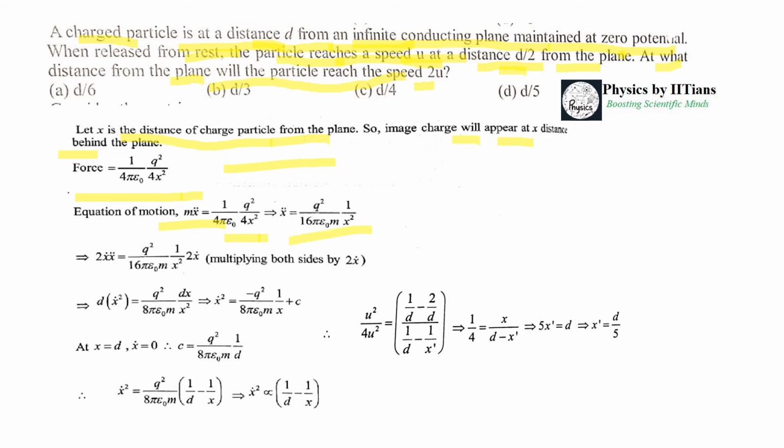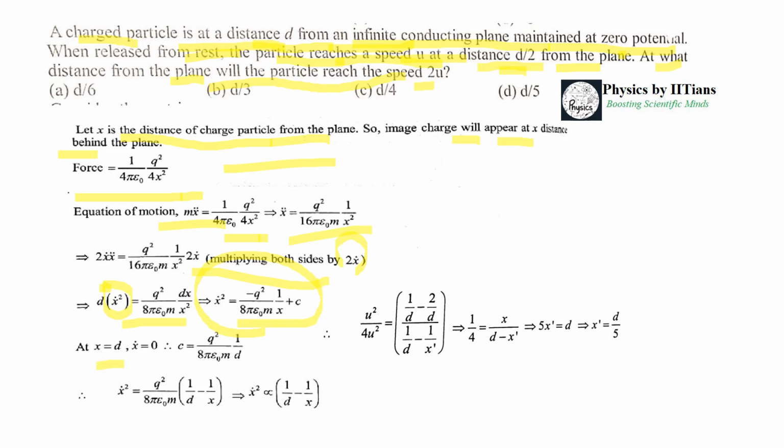So you will get x double dot equals q square divided by 16 pi epsilon naught m into 1 by x square. Multiply both sides by 2x dot. You will get d of x dot square equals q square by 8 pi epsilon naught m dx by x square, and finally you get x dot square equals minus q square by 8 pi epsilon naught m into 1 by x plus c.